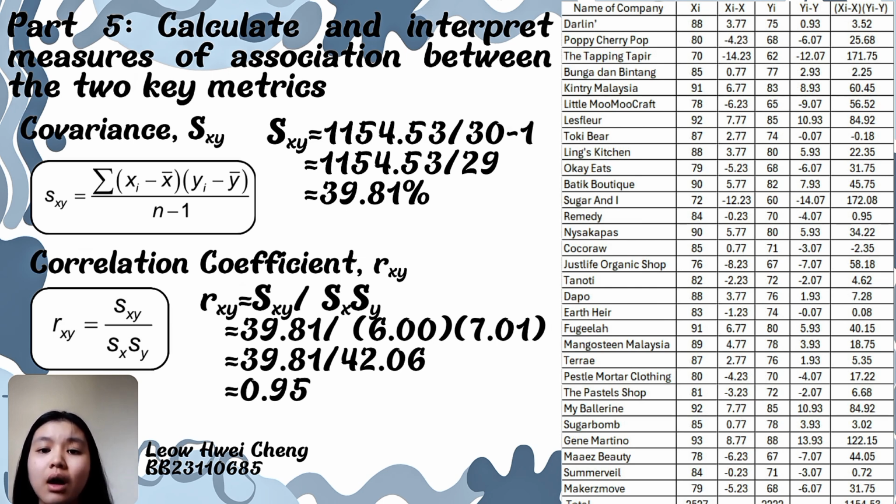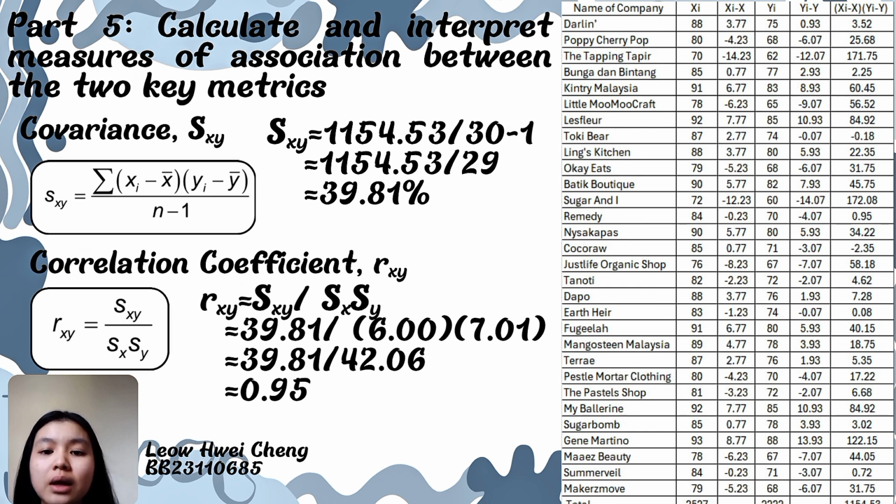Let's start with covariance. Covariance helps us understand the direction of the relationship between two variables. Using the formula provided, we calculate a covariance value of 39.81%. This positive value indicates a positive linear relationship. In simple terms, when customer satisfaction increases, customer retention tends to increase as well.